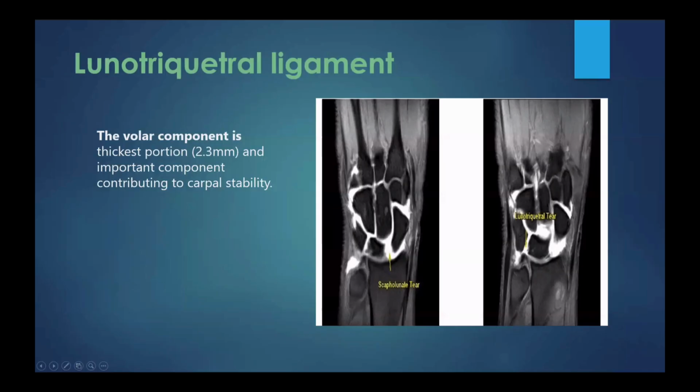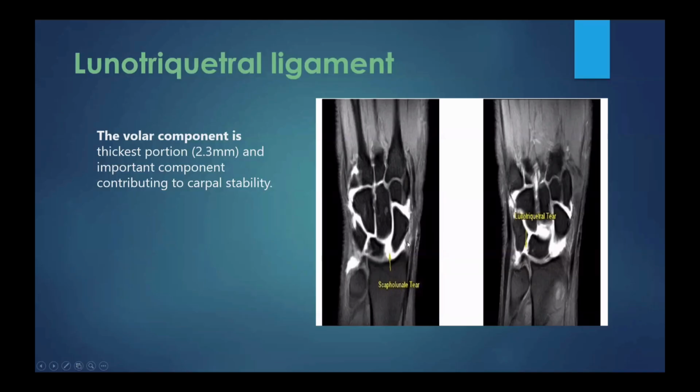The lunotriquetral ligament also has two components, the volar and dorsal component. It is the opposite of the scapholunate. The lunotriquetral ligament volar component is the thickest portion and the more important component contributing to carpal instability. So the lunotriquetral volar component is the stronger, and in the scapholunate ligament, the dorsal component is stronger.